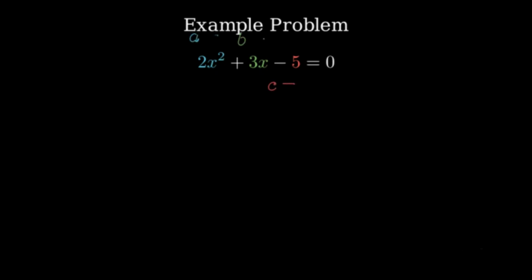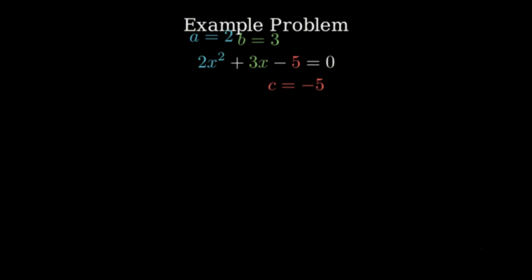Looking at our equation, we can identify that a equals 2, which is the coefficient of x² highlighted in blue. The coefficient b equals 3, shown in green, which is the coefficient of x. And finally, c equals negative 5, highlighted in red, which is our constant term.